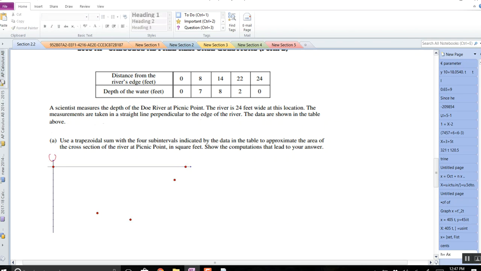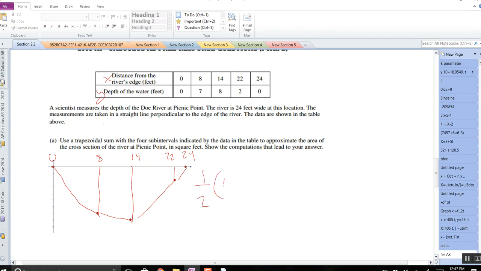So that's at 0. That's 8. That's 14. That's 22. That's 24. This is x. That's y. And they kind of look like this. They apparently got two right triangles on the left and right sides here. But you follow the same kind of situation.